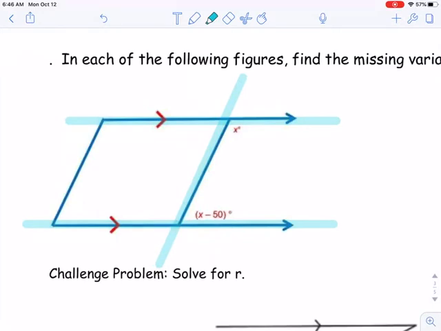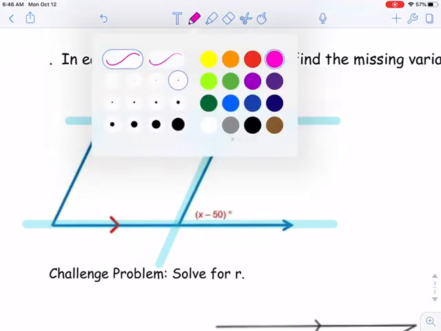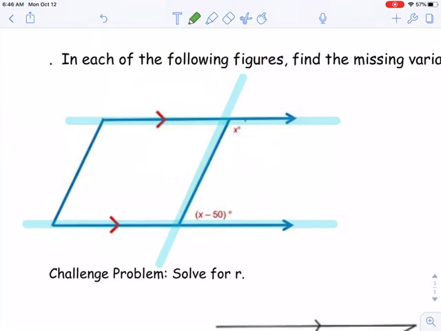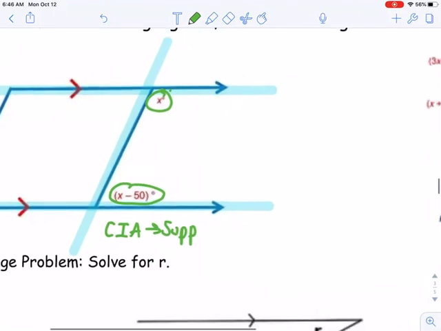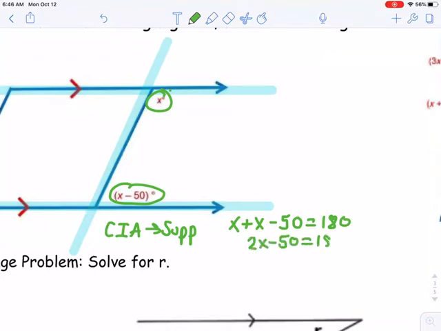So again, just emphasizing my lines on my picture. I have x minus 50, consecutive interior angles. Those are supplementary. A lot of supplementary problems, a lot of consecutive interior angle problems. So we're getting really good at that. So I'm going to get x plus x minus 50 equals 180. Okay, so I'm going to get 2x minus 50 equals 180.